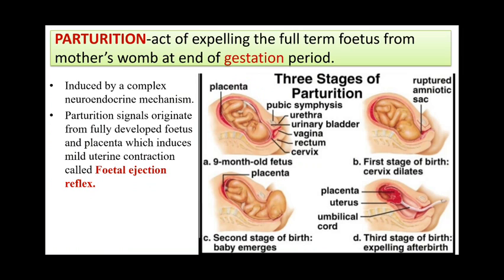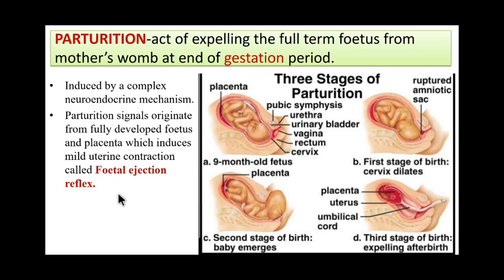Now, on completion of this gestation period, the birth of the fully formed fetus is called parturition, which is induced by a complex neuroendocrine mechanism. The signal for parturition originates from the fully developed fetus and the placenta, which induce mild uterine contractions, called the fetal ejection reflex. This term is very important, so many times it comes.